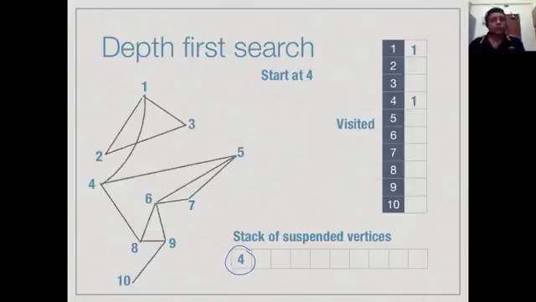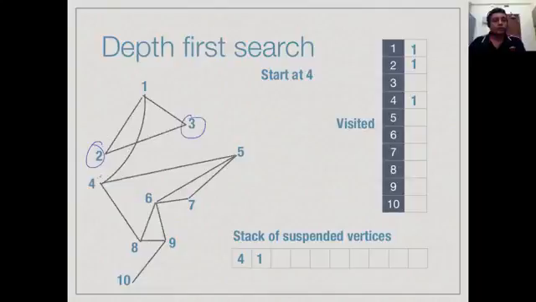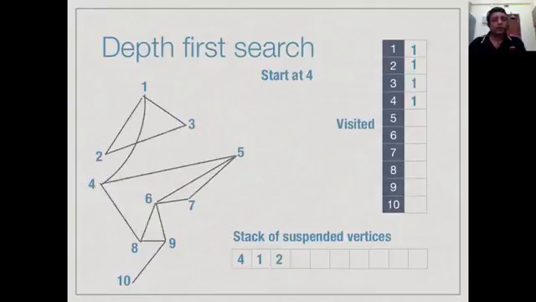So now we go to 1 and we see that 1 has neighbors 2, 3 and 4. Among these the first is 2. We mark 2 as visited since it was not visited earlier, and we put 1 on the stack, saying now we are suspending 1. So now we look at the neighbors of 2. Neighbors of 2 are 1 and 3. 1 has already been visited but 3 has not. So we will now mark 3 as visited and suspend 2.